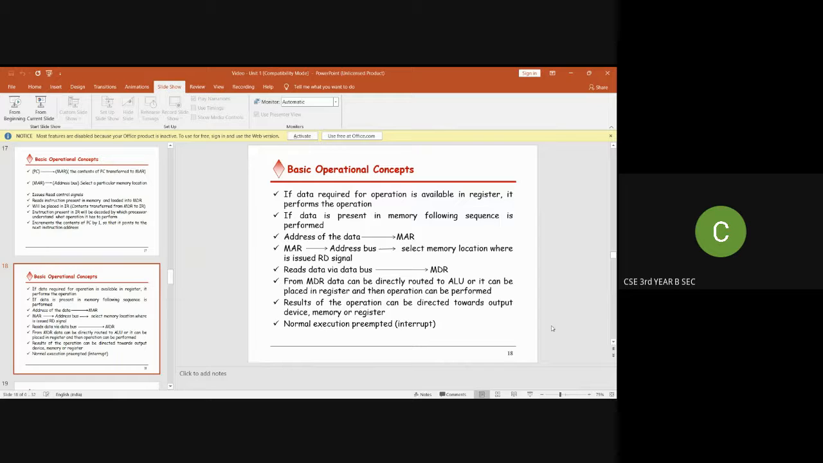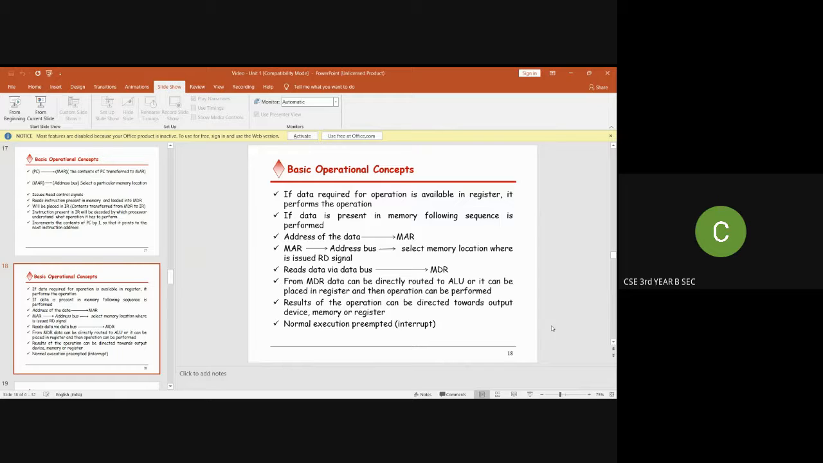After accessing the data in the memory, that particular data is given to the MDR. This MDR transfers the data to the ALU, and after getting all the operand values and data, the ALU performs the particular operation, and the result is to be stored either in the register or in the memory. If it is stored in the register, it is directly given to the register, and if it is to be stored in the memory, again the write operation will be executed.